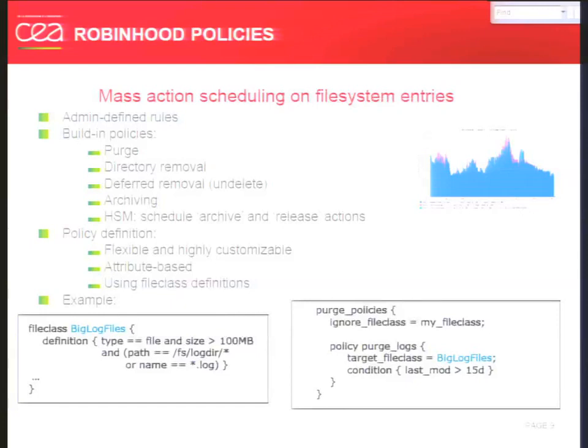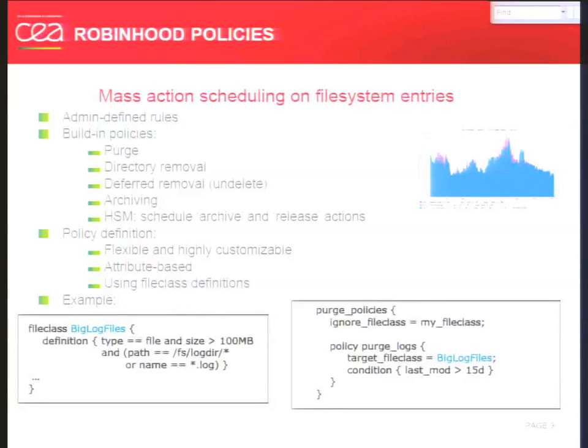As you have seen for a lot of other features, the policy definitions are really flexible. You can use a lot of different file attributes to write them, using Boolean operators. So here, for example, you see that you can define a first file class, big log files, using the file type, the size, different paths to create a list of files. And after that, this class could be applied to different policies.